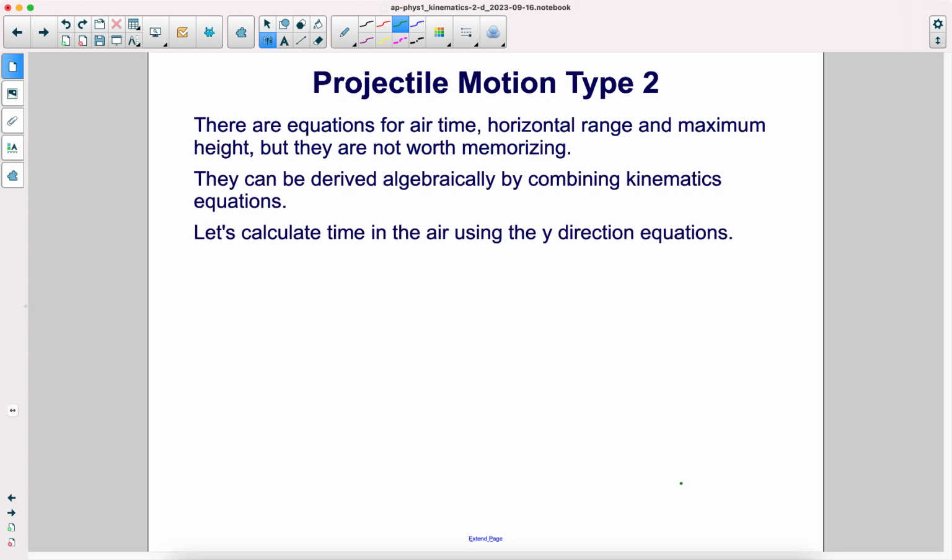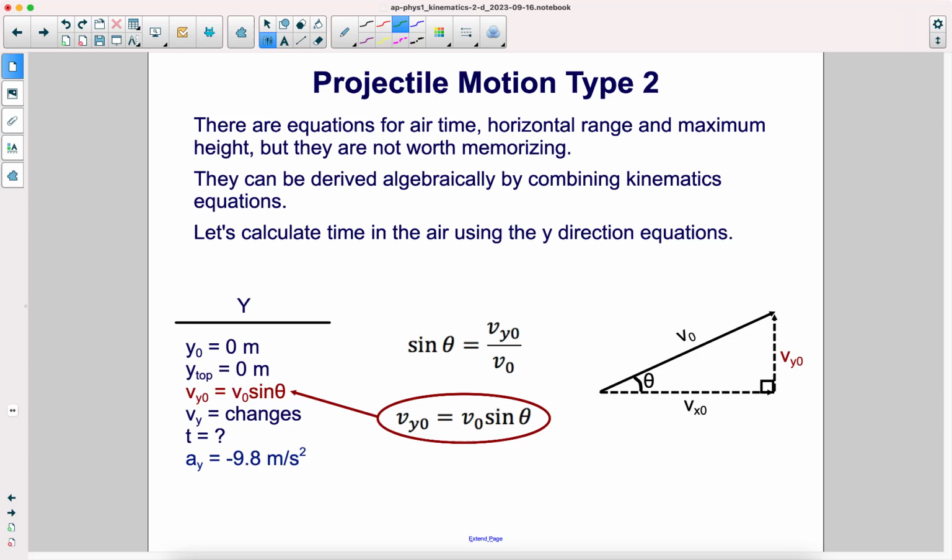There are equations for airtime, horizontal range, and maximum height, but they're not worth memorizing. They can be derived algebraically by combining kinematics equations. Let's calculate time in the air using the y direction equations. So instead of having an actual value, let's just solve for the y component of the initial velocity, vy naught, right, initial velocity. So we know that the y component of the initial velocity is the length of the hypotenuse times sine theta. So we're just going to use that in here.